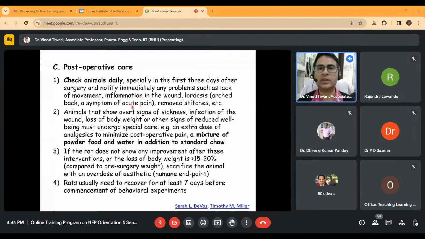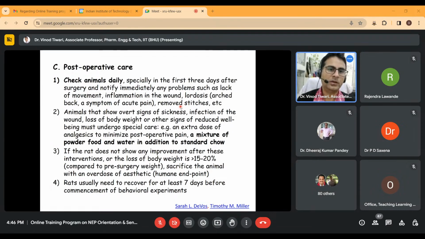The animals should be given analgesic, the painkiller, so that their pain can be suppressed. Now, if you see that certain stitches you put in at the time of surgery are open after surgery, then again you have to put them back under anesthesia. Otherwise, what will happen? The infection will spread in those muscles and tissues, and you don't want that with your animals.